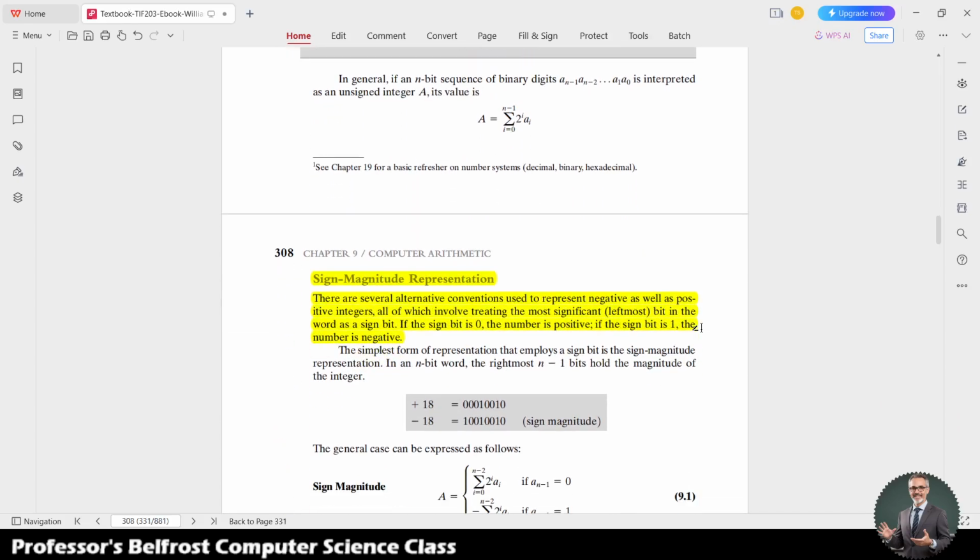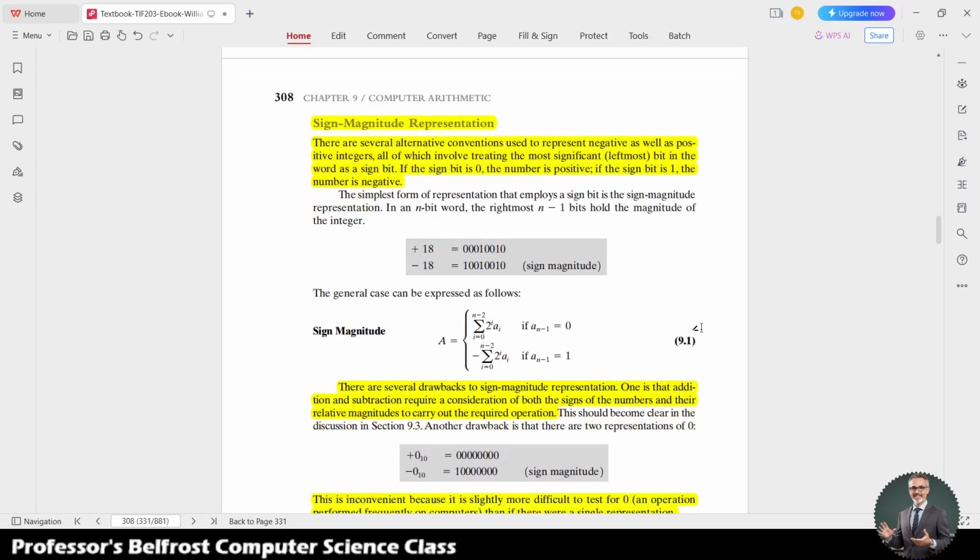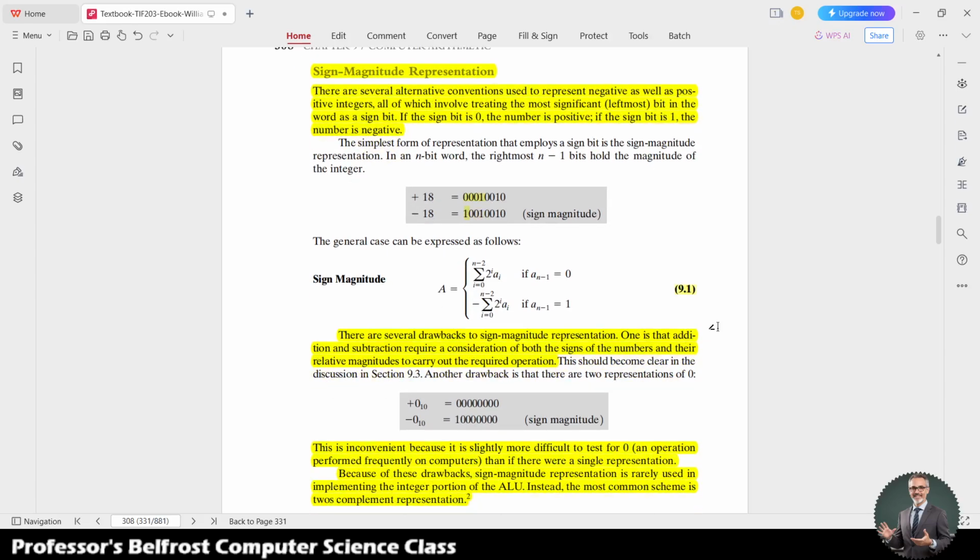Sign magnitude, we have also discussed, and using two's complement we can find the sign magnitude. You need to notice the most significant bit: for a positive number it is 0, and for a negative number it is 1. The general case is as shown, so I want you to pay attention to note 91.